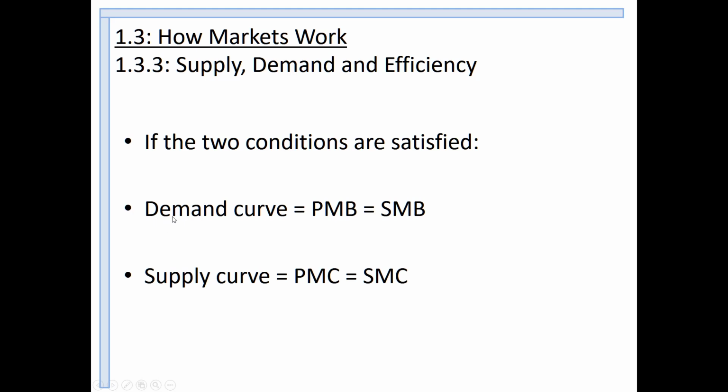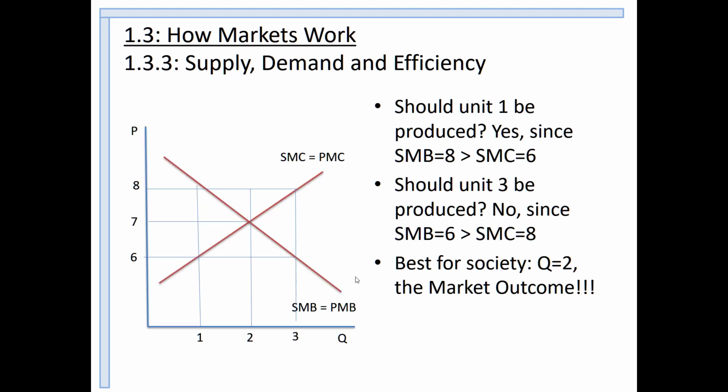We saw before that the demand curve equals the private marginal benefit. Now it's also going to be equal to the social marginal benefit, because in this case those two are the same. We also saw that the supply curve is the private marginal cost of the firm. Now, if the two conditions are satisfied, it's also going to be the social marginal cost of the firm. With that in mind, we can conclude that the market outcome is the best outcome for society, in the sense that it's the most efficient one.